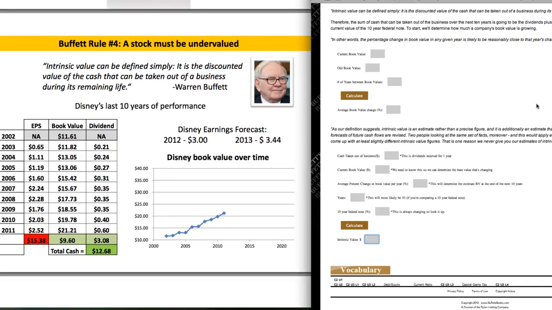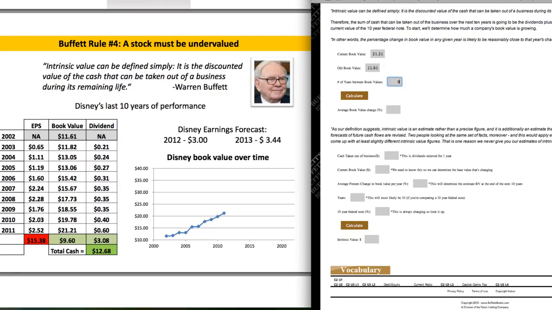Okay, so here we are back at the Buffett's Books intrinsic value calculator. And just like before, we're going to start at the top with the current book value. What we're going to do is figure out how much Disney's book value has grown over the last 10 years. The current book value on Disney, we're going to use $21.21. The old book value, going clear back to 2002, we're going to put in $11.61.